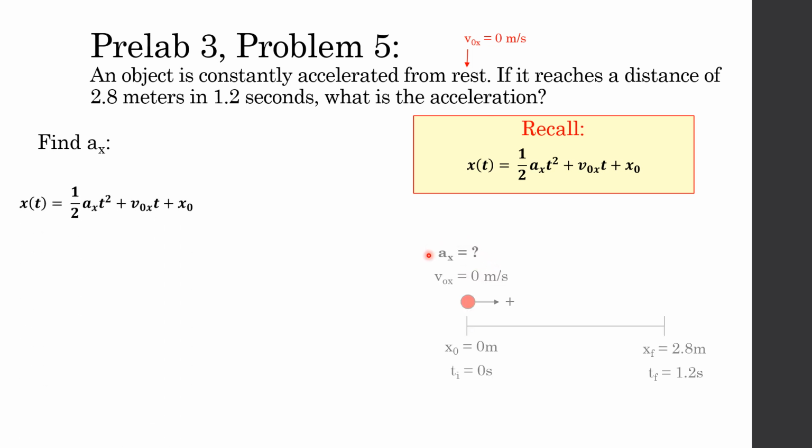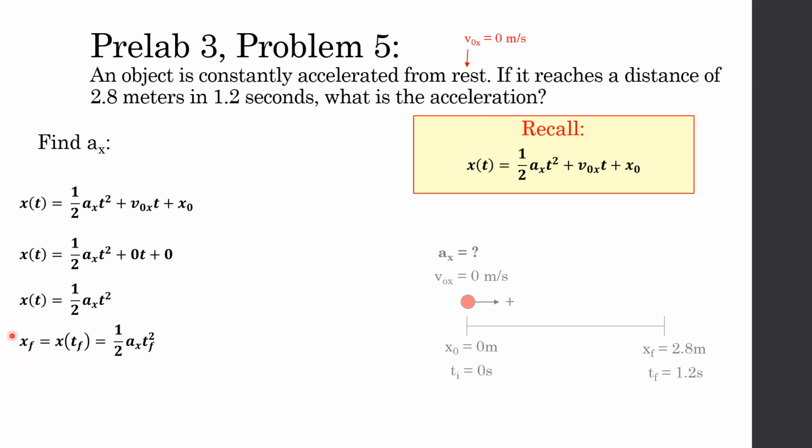Okay, so I'm going to rewrite our position equation, then plug in what we do know. So we know that the initial velocity is 0, and we know that the initial position is 0. So that simplifies to x of t is equal to 1/2 ax t squared. So right now you may be thinking to yourself, well, there are several unknowns and one equation, but the good thing is we do actually have 2 of these 3 unknowns, right, that we can plug in.